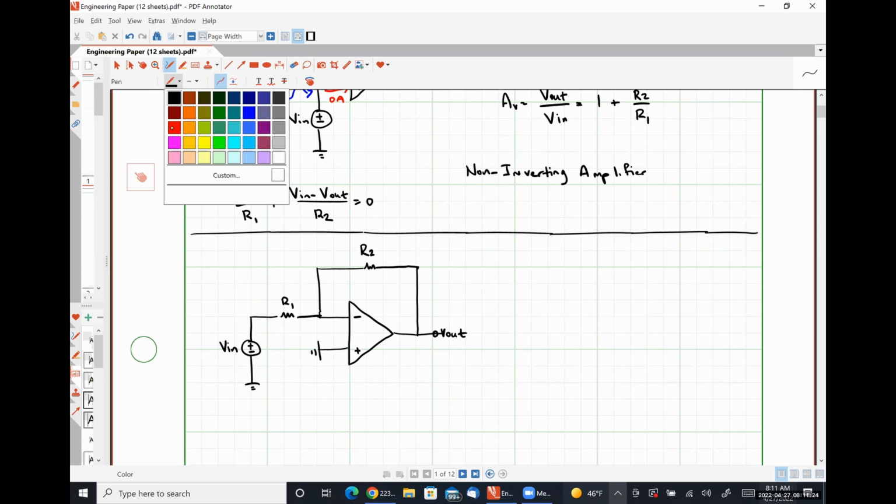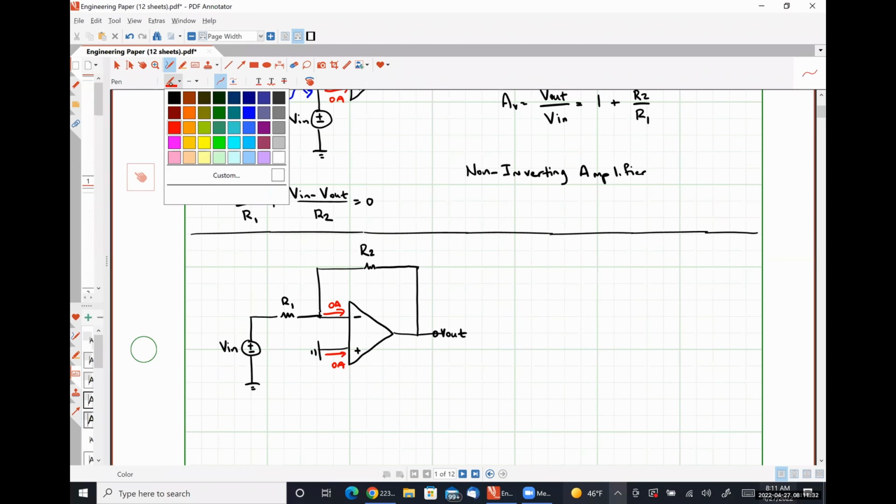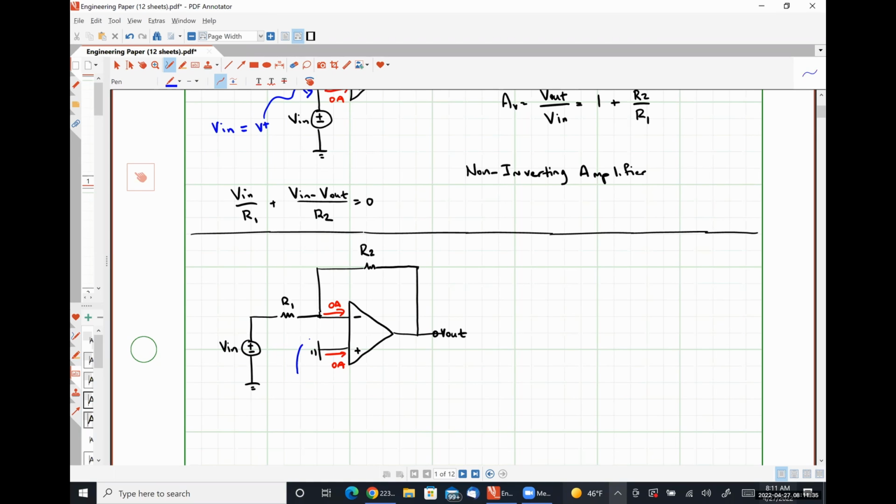So if I apply op-amp rule number 1, it says that these currents are 0 amps. What voltage appears at my non-inverting input terminal? 0 volts. What voltage appears at my inverting input terminal? All right. And so now I can apply KCL.